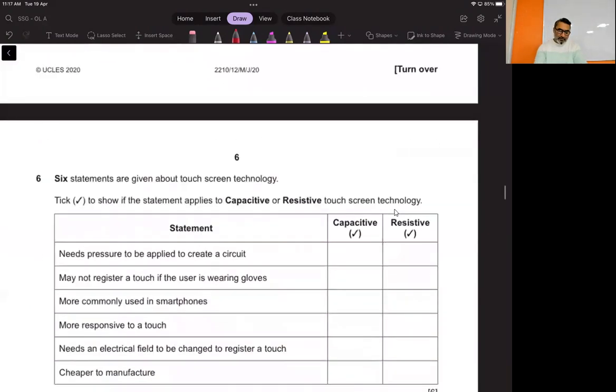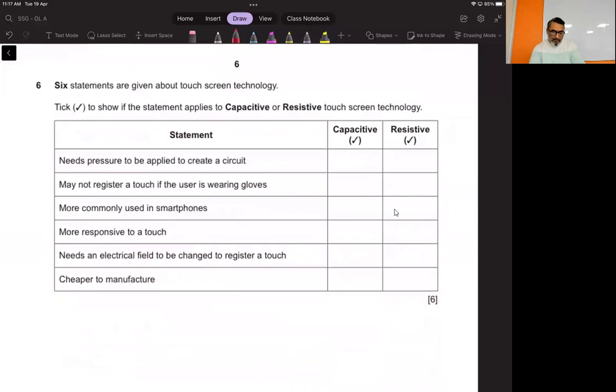Okay, 6 statements are given about touch screen technology. Tick to show if the statement applies to capacitive or resistive. If you do remember, capacitive makes use of an electrostatic field over the screen, and when you put your finger on it, that field gets disturbed, since your finger draws current to your body. That generates a disruption in the static field. On-screen sensors realize that something has happened, capture the data and send it to the processor, and the processor calculates where exactly you have touched. This is what a capacitive screen does.